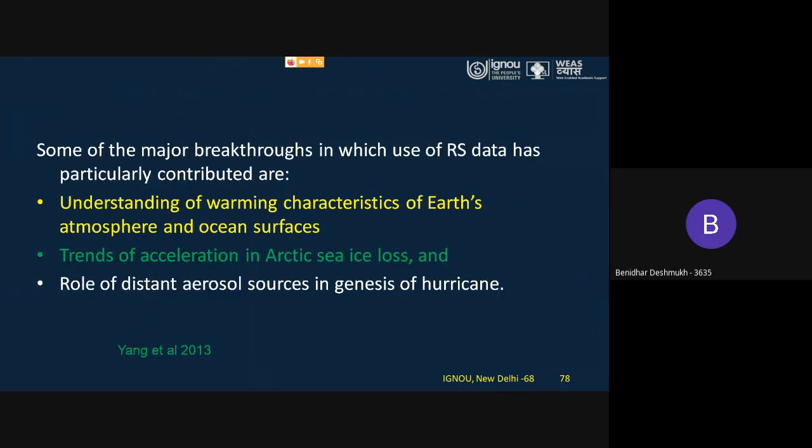The major breakthrough, as suggested by Yang et al. in 2013, is that remote sensing is particularly useful for understanding. It has helped in understanding the warming characteristics of Earth's atmosphere and ocean surfaces, trends of acceleration in Arctic sea ice loss, and the role of distant aerosol sources in the genesis of hurricanes. So there are 3 major areas where remote sensing has been found to have particularly contributed in climate change related studies.